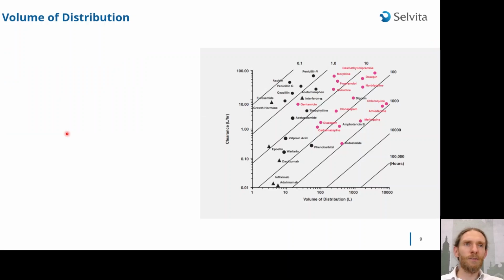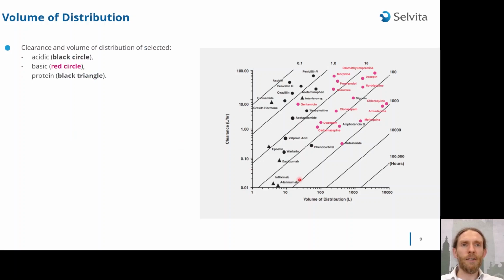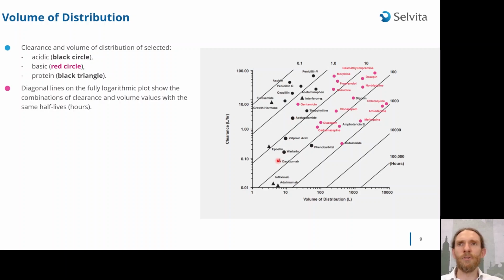And on this last chart, we have plotted different drugs against their clearance and volume of distribution. Both are logarithmic plots. Acidic drugs are represented by black circles, basic by red circles, and proteins by black triangles. Along the diagonals on this logarithmic plot, we have the half-lives of these drugs. So drugs placed along this diagonal will have a 100 hour half-life. We'll be talking in detail about half-life in the next seminar.